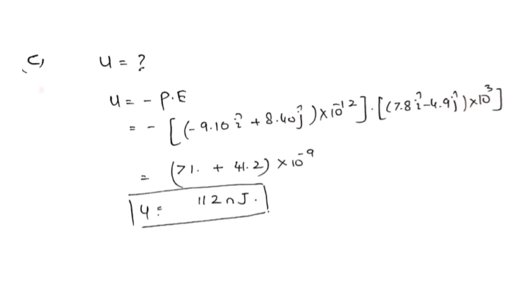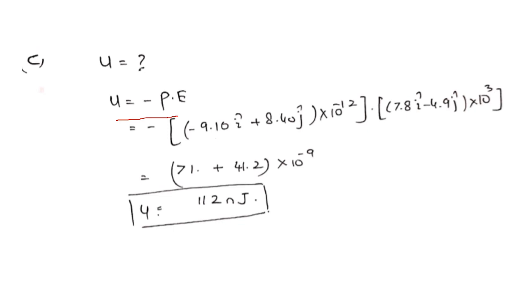In the C part, I want to find the energy. So to find the energy, we have calculated the formula that we have known, that is U is equal to minus P dot E. And now I'll be taking the dot product. In the dot product, I know that I dot I and j dot j will give me 1, and I dot j and j dot I will give me 0.